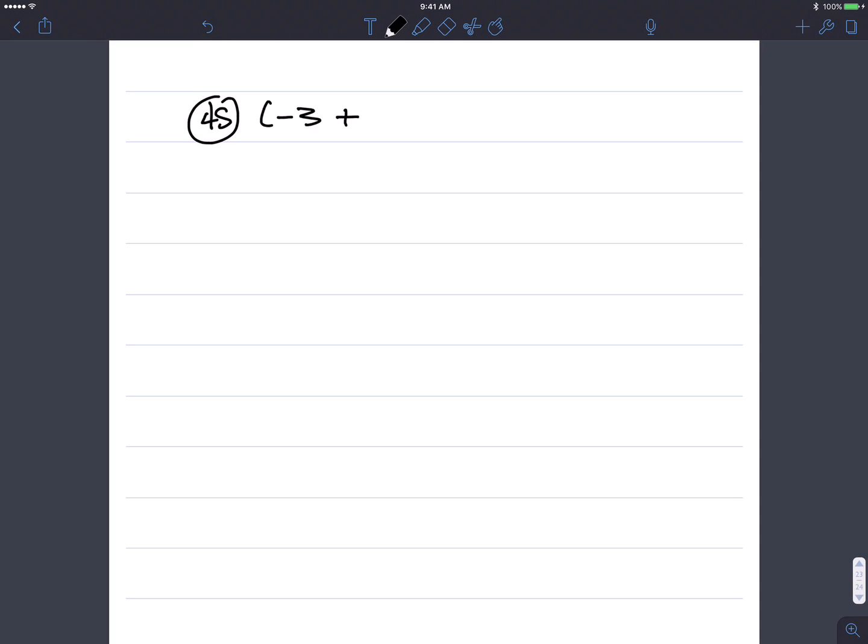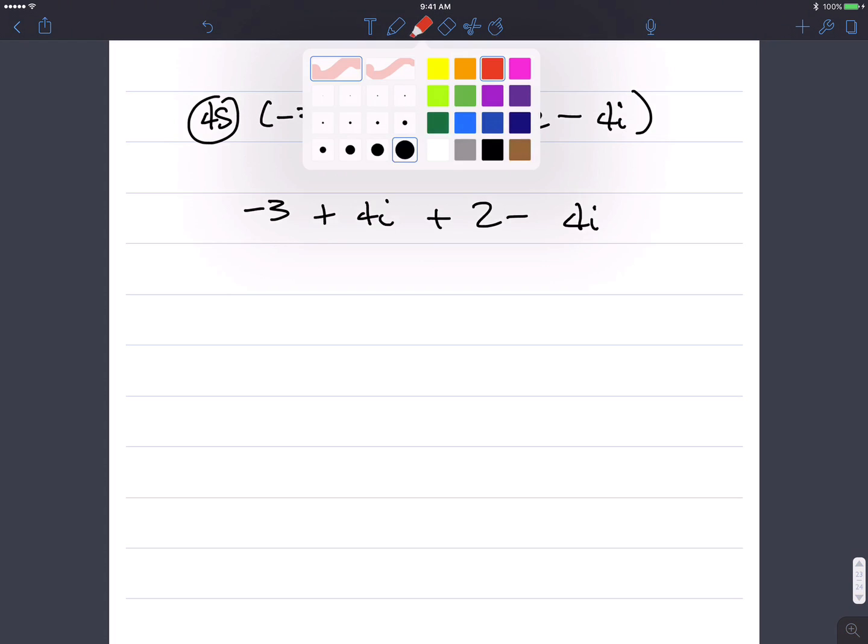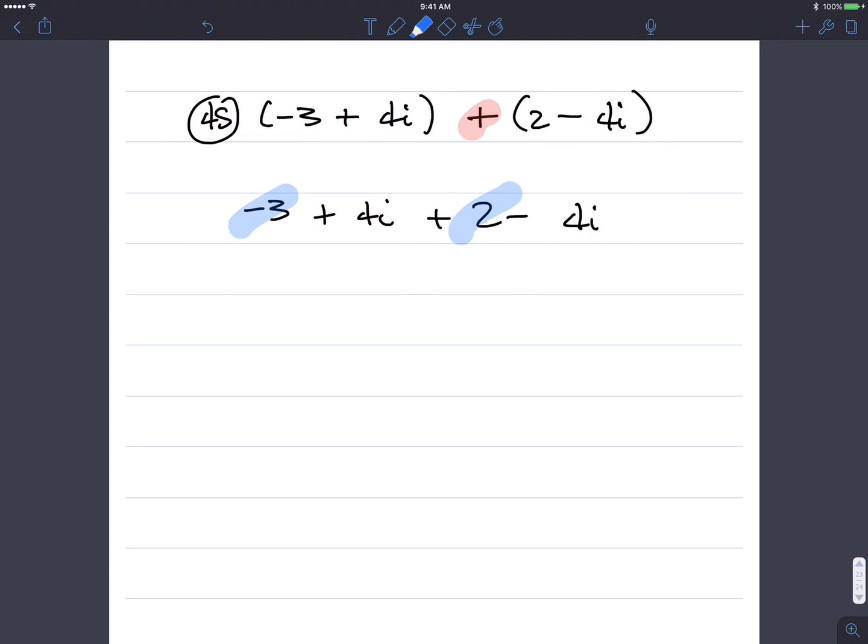Negative 3 plus 4i plus 2 minus 4i. This is addition. So our parentheses fall away. We're going to combine like terms. Negative 3 plus 2, positive 4i minus 4i. Negative 3 plus 2 is 1, and positive 4i minus 4i is actually 0, so we're simply going to end up with the value of 1 here for 45.